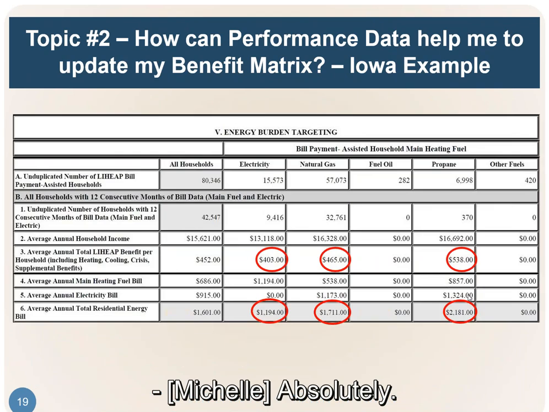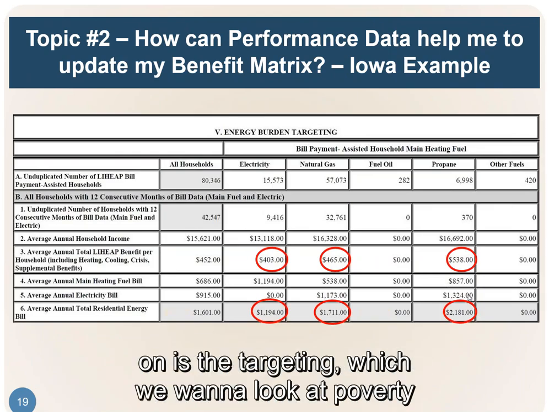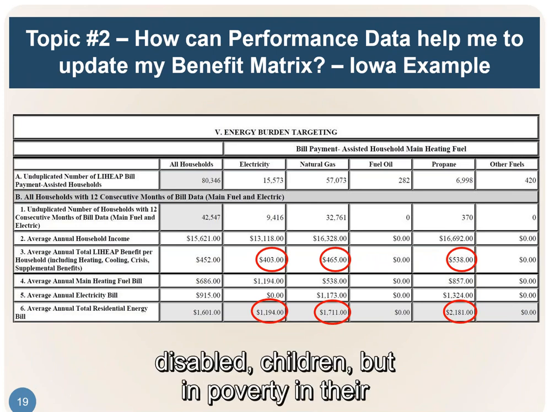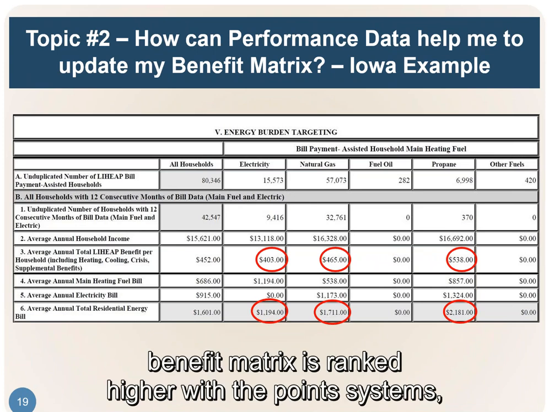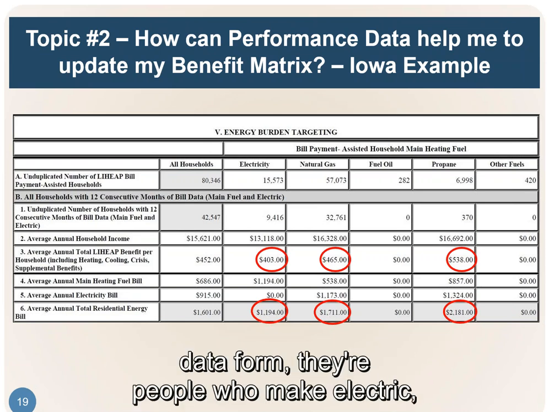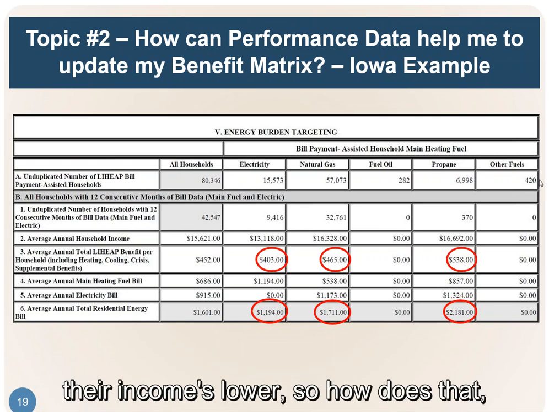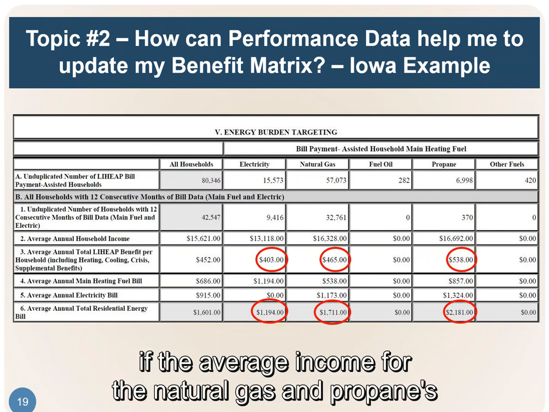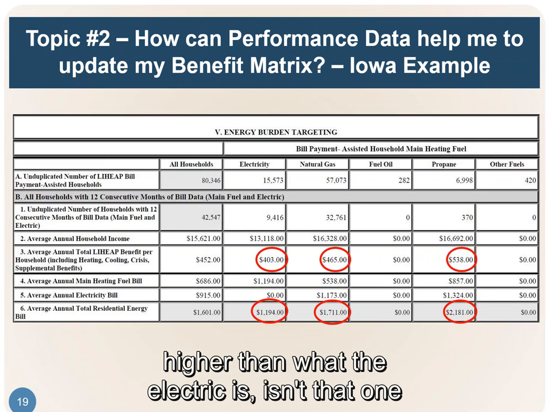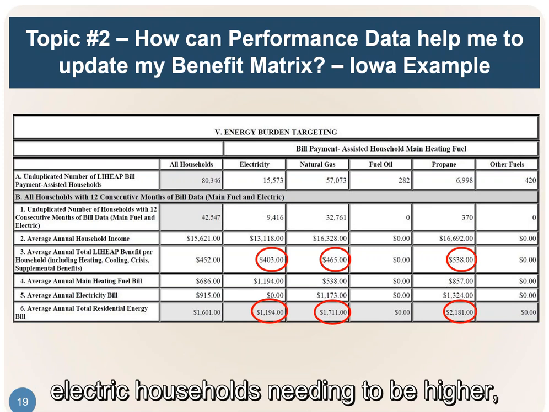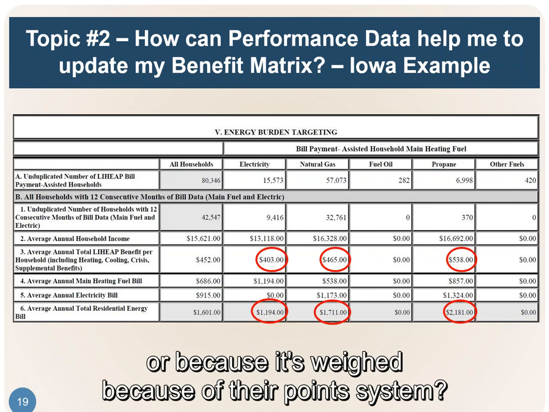Absolutely. Because one thing I notice you're focusing on is the targeting, which we want to look at poverty and targeted populations like elderly, disabled, children. And poverty in their benefit matrix is ranked higher with the point system. But what I notice when you look at their actual data form, there are people who make electric, their income's lower. So if the average income for the natural gas and propane is higher than what the electric is, isn't that one of the reasons for the LIHEAP benefit for electric households needing to be higher, or because it's weighted because of their point system?